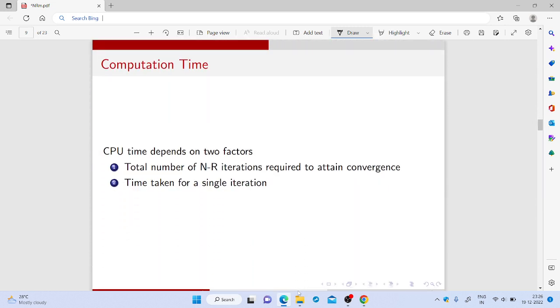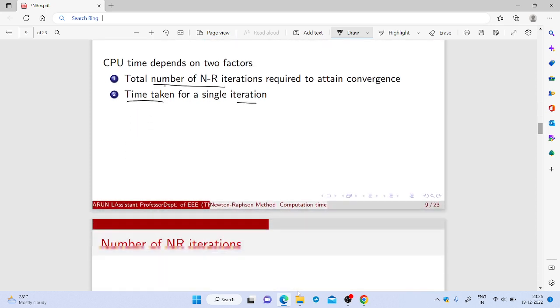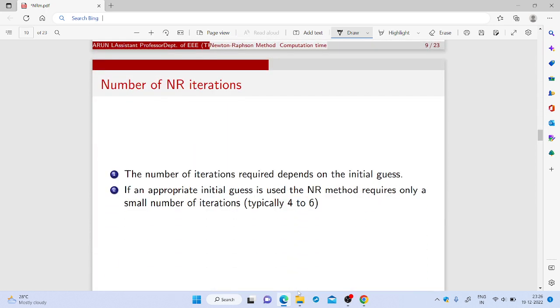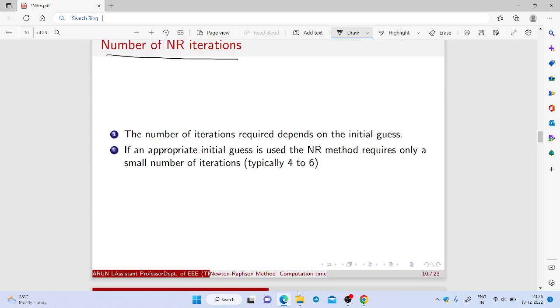So now let us see what are the factors affecting the computation time of the Newton-Raphson method. The CPU time depends on 2 factors: the total number of Newton-Raphson iterations required for attaining convergence and the time taken for one iteration. So let us look at these factors one by one. The number of Newton-Raphson iterations required depends on the initial guess.